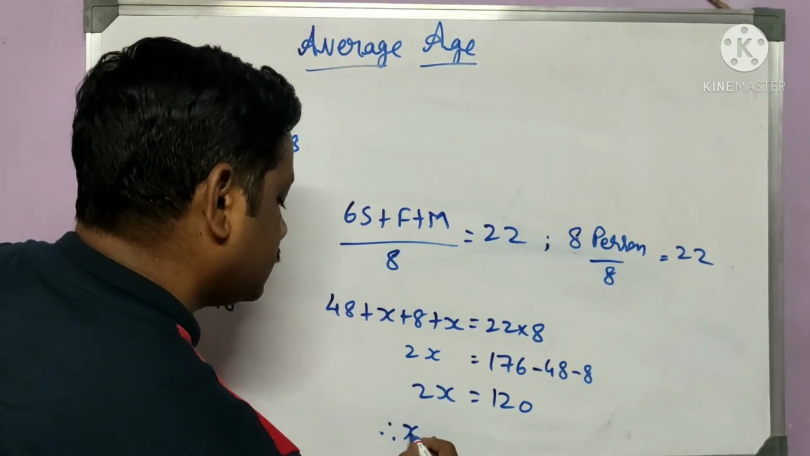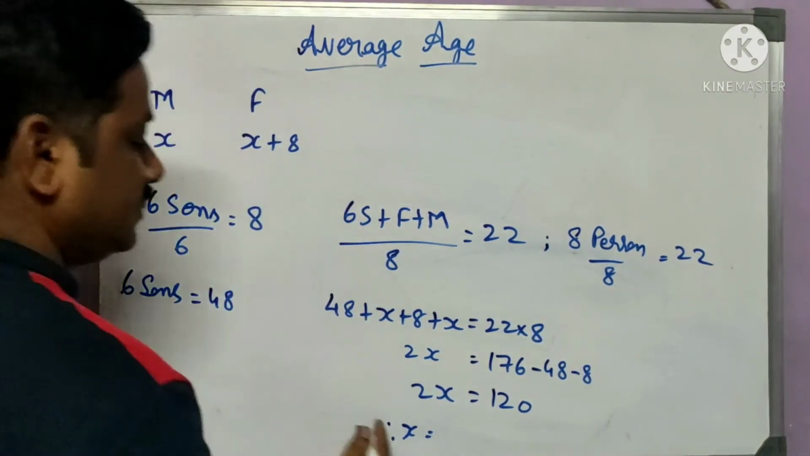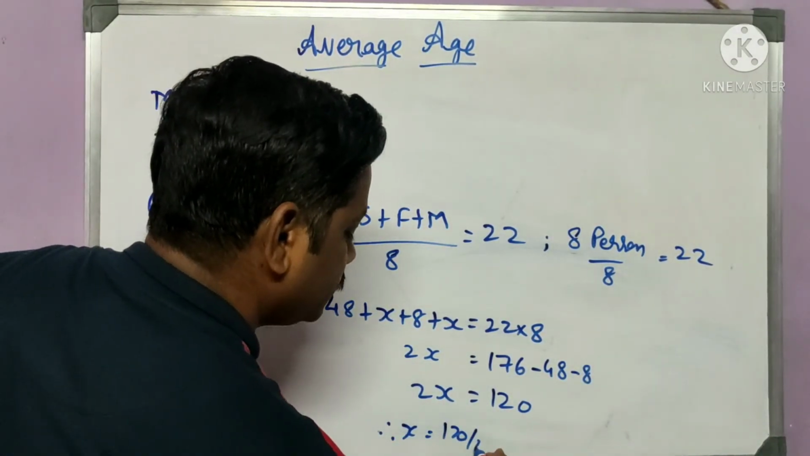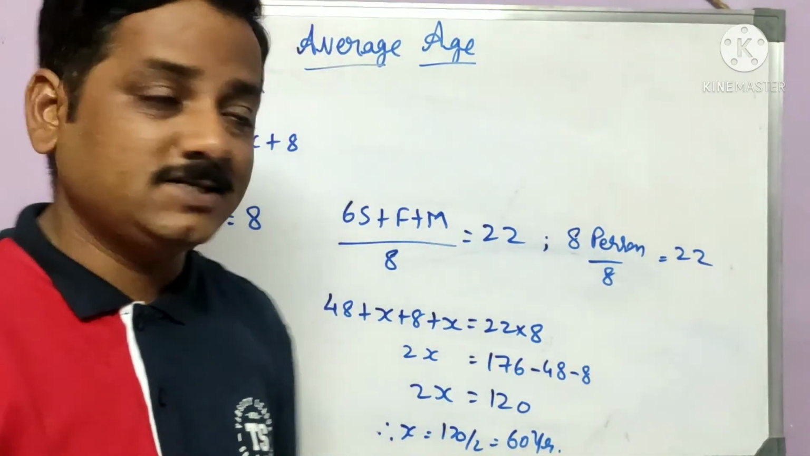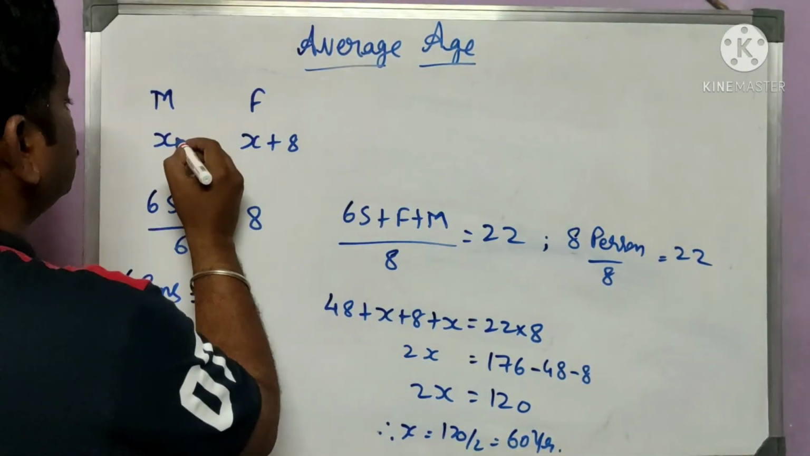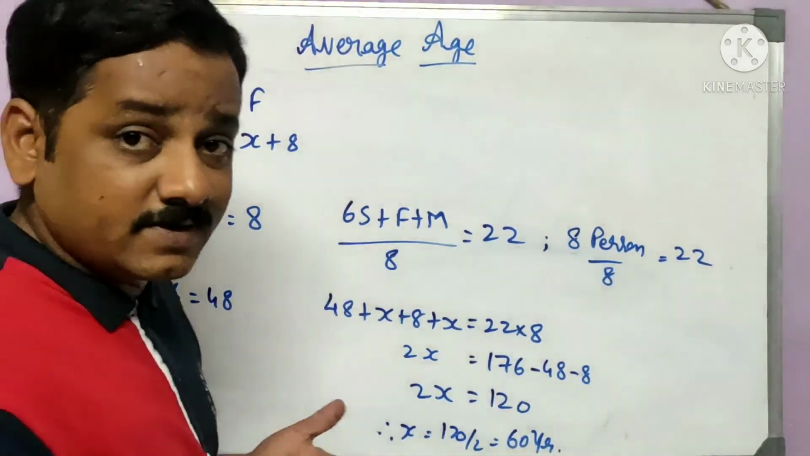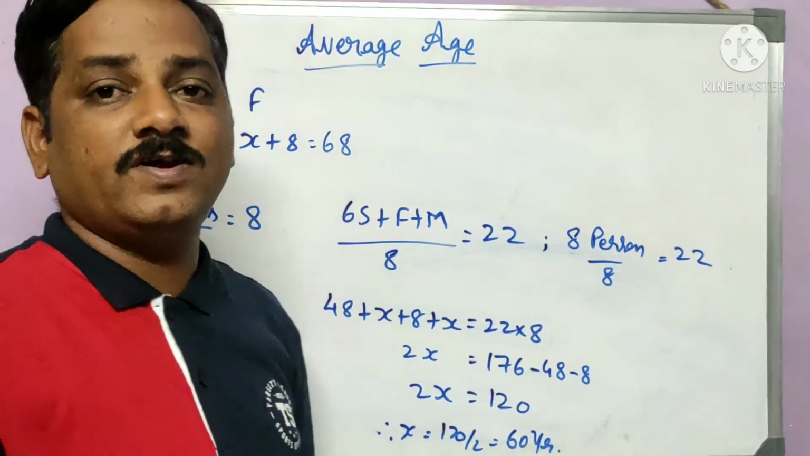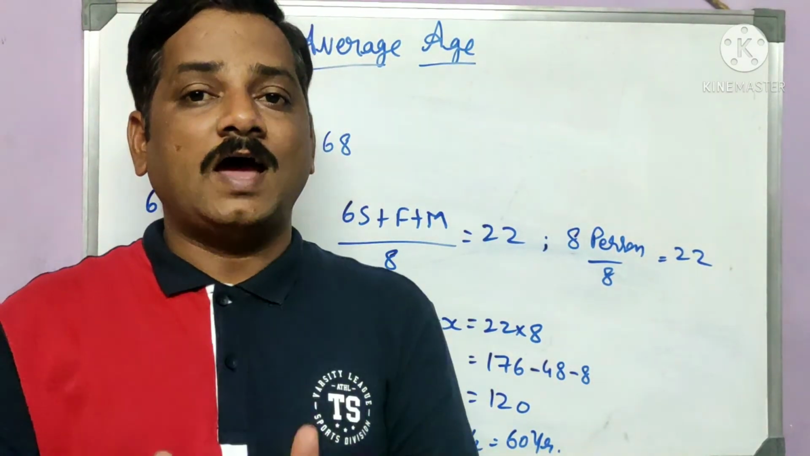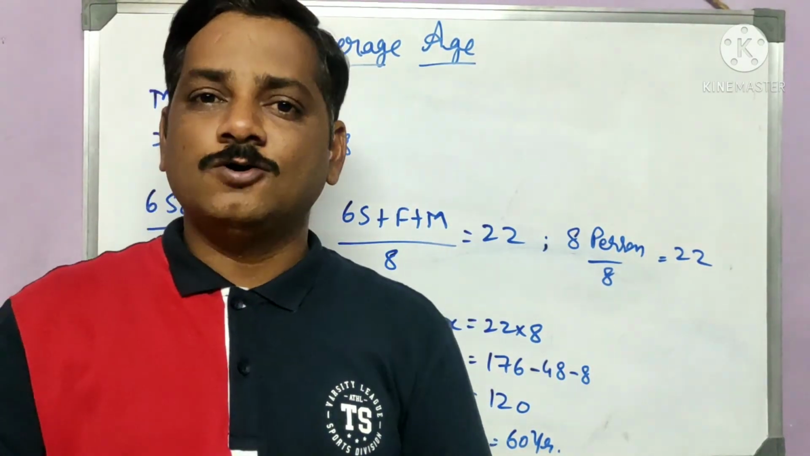Therefore, X, that is the age of mother, can be given as 120 by 2, which is nothing but 60 years. According to the question, we need to find the age of mother. So the age of mother is 60, whereas the father's age will be 68. So this is the way of solving problems on the average age concept. I hope this is clear for you.